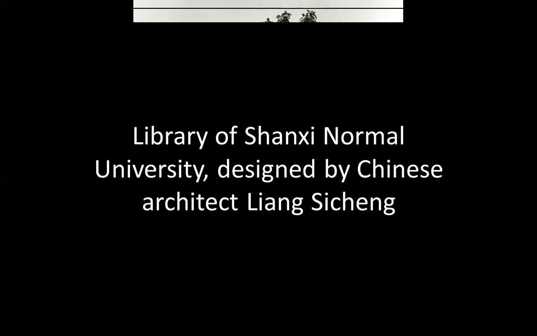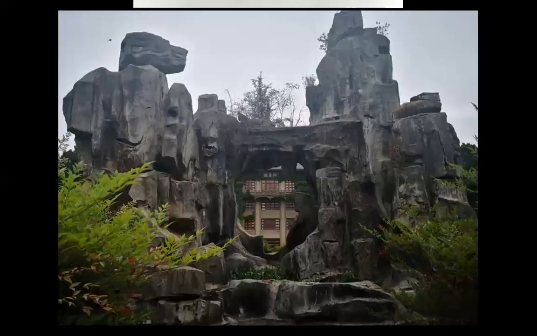Library of, we already discussed a little bit about it, of this so-called normal university designed by this architect, is the same picture, but seen a little bit from further away.